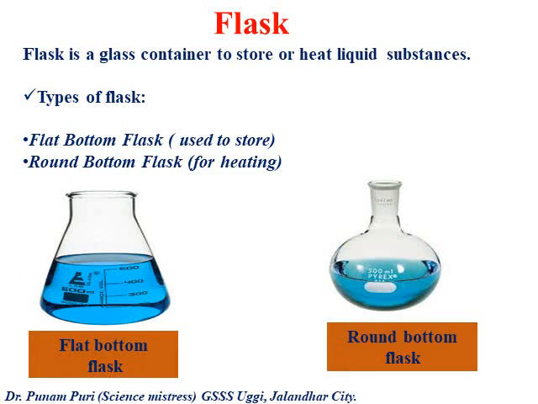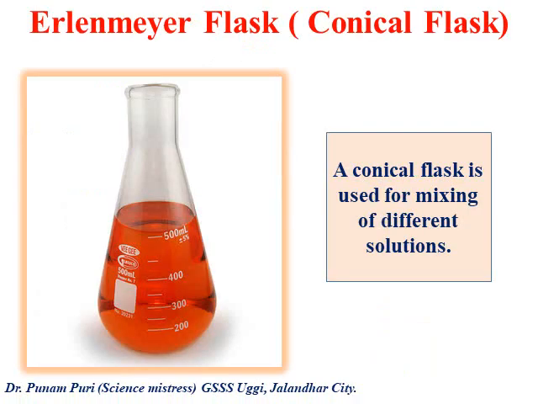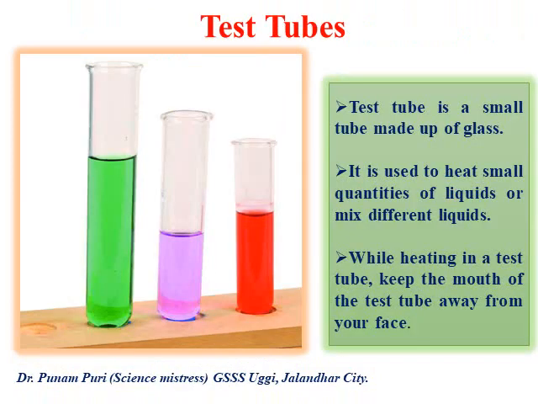There are two types of flask. Flat bottom flask, shown in the figure, used to store the material. Round bottom flask, used for heating the material. Erlenmeyer flask, also called conical flask. It is used for mixing of different solutions.